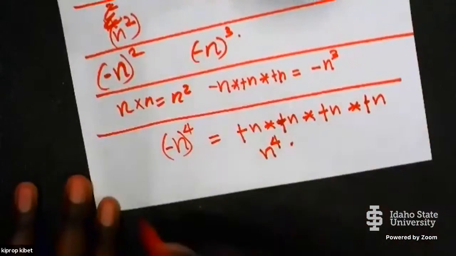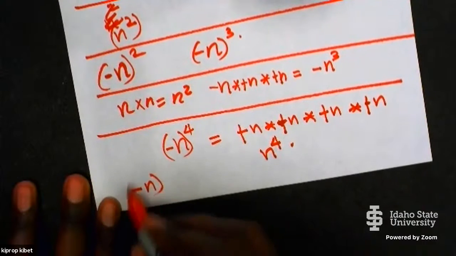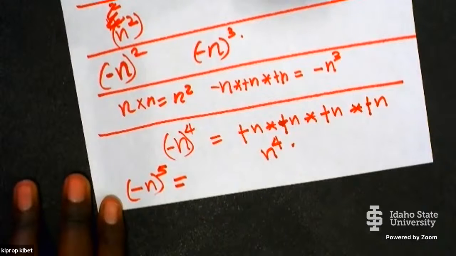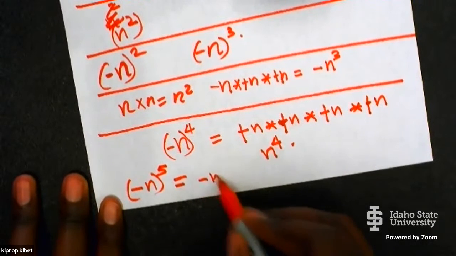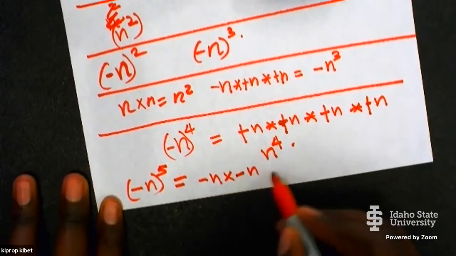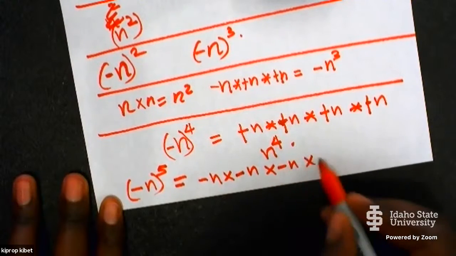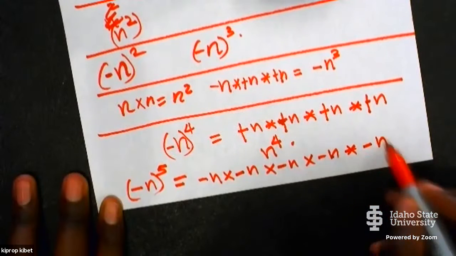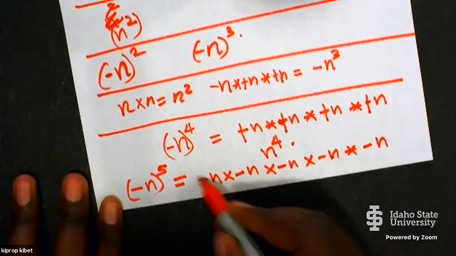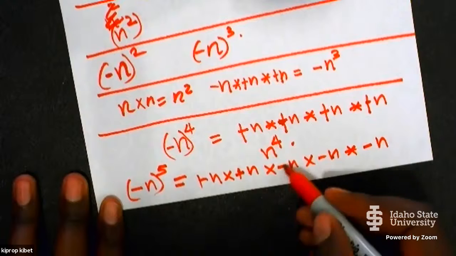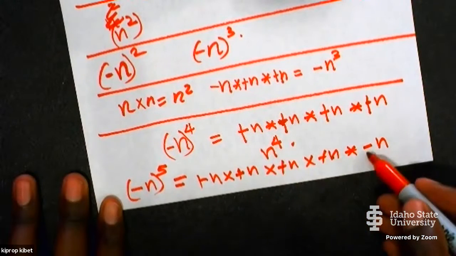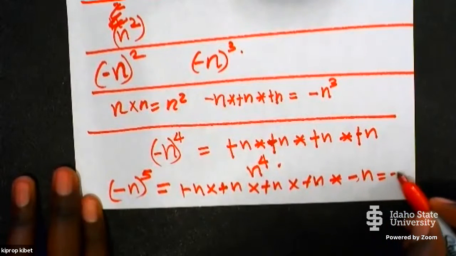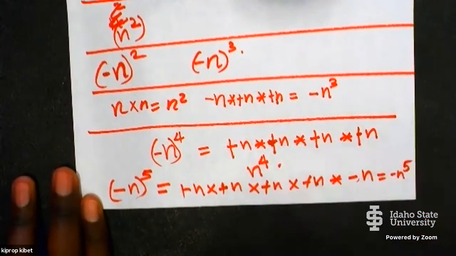If we have minus n raised to 5, so this is similar to what? Minus n times minus n times minus n times minus n, 1, 2, 3, 4, times minus n. Okay, so this and this will be positive, this and this positive, and then we have the remaining one there. So finally, this one is equal to minus n raised to 5.